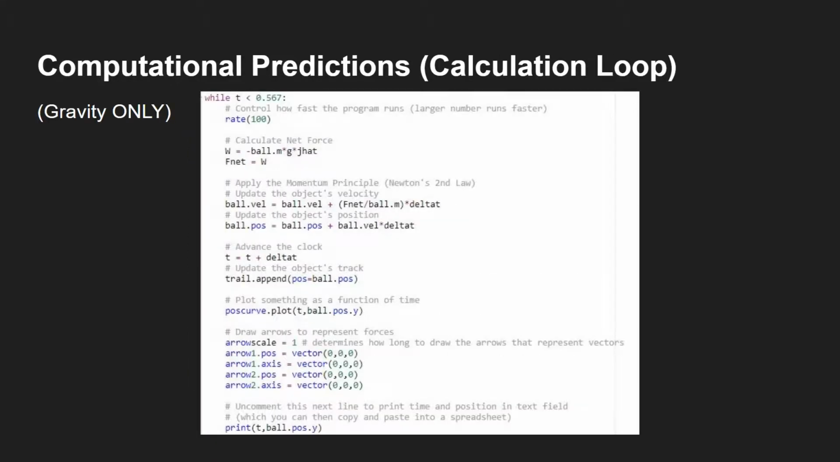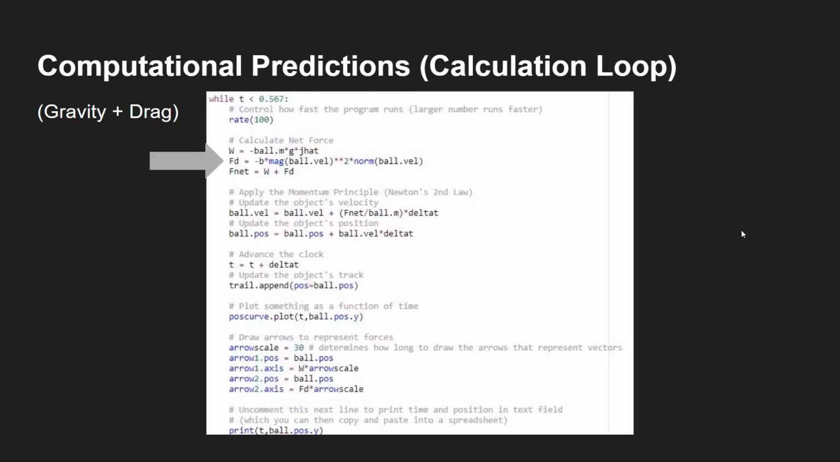This is the calculation loop for the gravity-only scenario, which initially calculates the net force, which is negative the ball's mass times the gravitational constant, and then applies that to the ball's velocity and applies that to the ball's position to continuously update it for multiple timestamps.